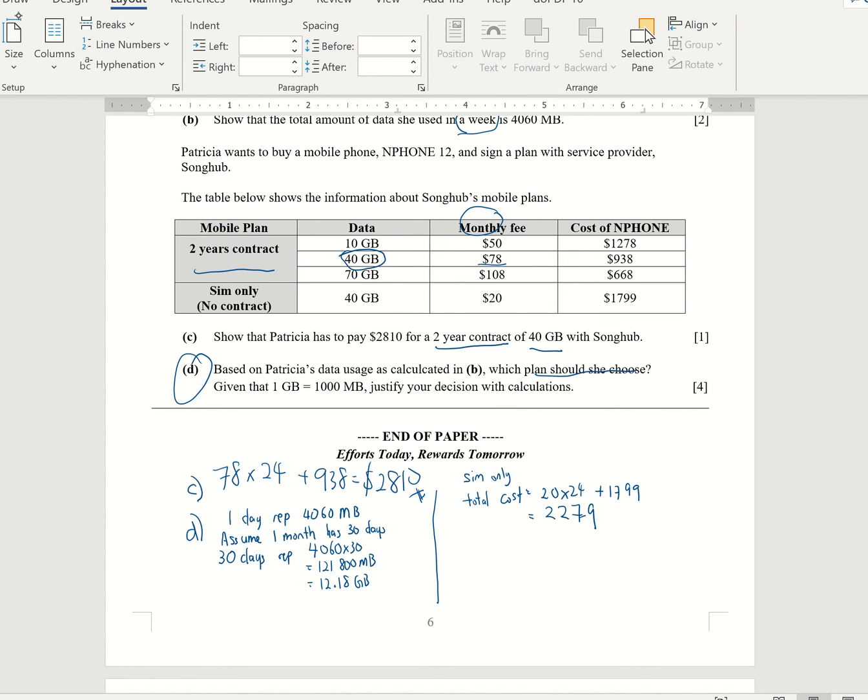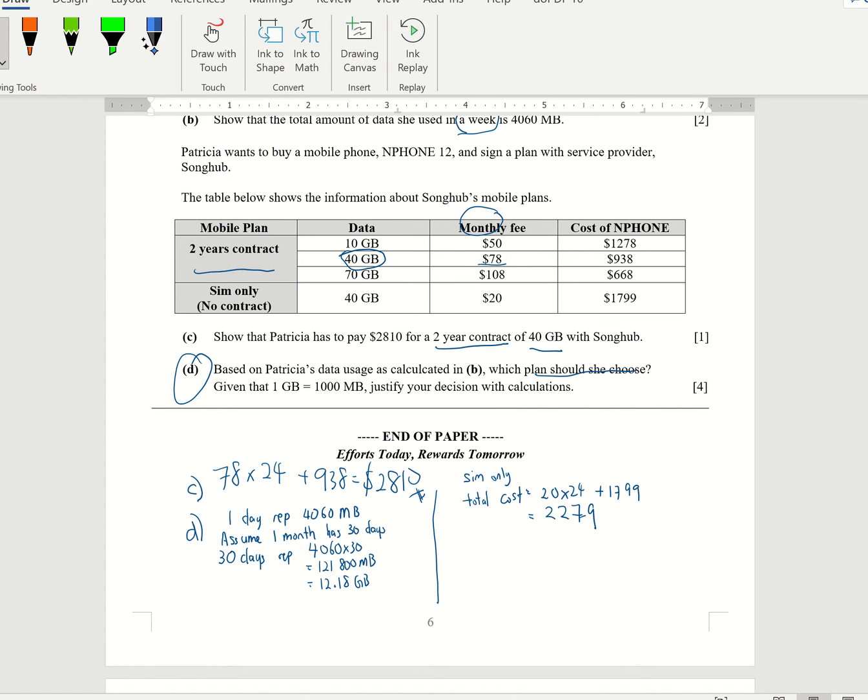Alright. Now then, question D wants you to decide what plan you should choose. So first, what we will do is we need to decide: do we choose a 10 gig plan, 40 gig plan, or 70 gig plan? So let's look at Patricia's data. Now one day I will need 4060 megabyte. Then justify your answer with calculation. First we assume that 1 month there are 30 days, right? Because sometimes there are 30, sometimes there are 31 days.